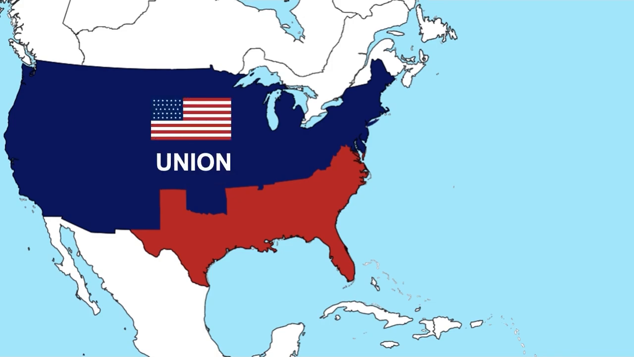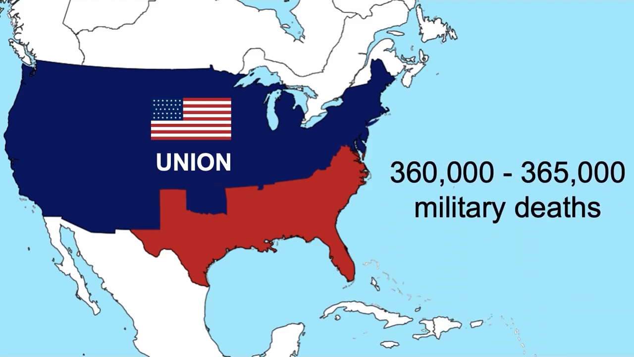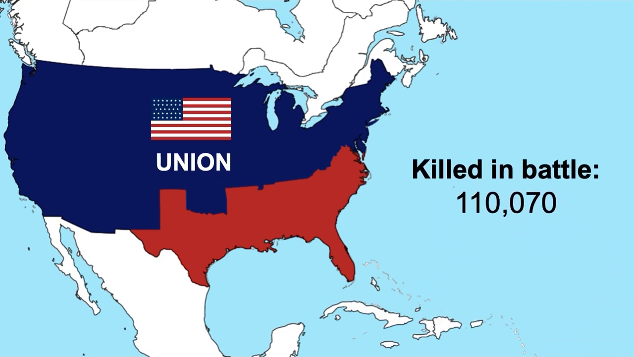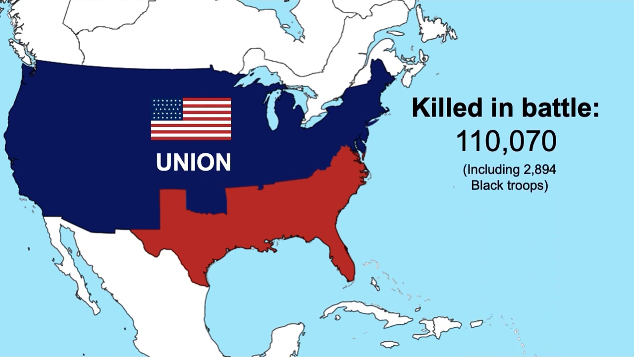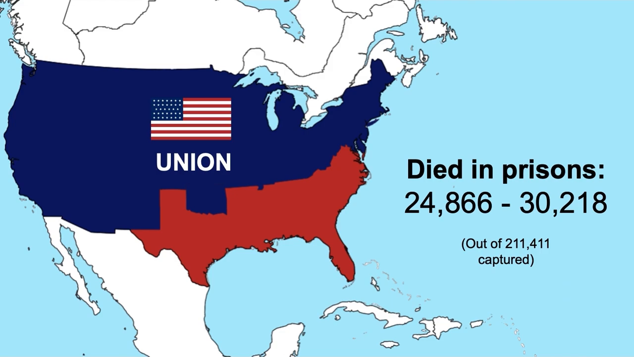Let's first look at the casualties of the Union, or the North. The Union's military suffered between 360,000 and 365,000 deaths. This included 110,000 men who were killed in battle. The 110,000 battle deaths of the Union included about 3,000 black troops. 211,000 Union soldiers were captured and taken prisoner by the Confederates. Between 25,000 and 30,000 of these Union soldiers died in Confederate prisons.